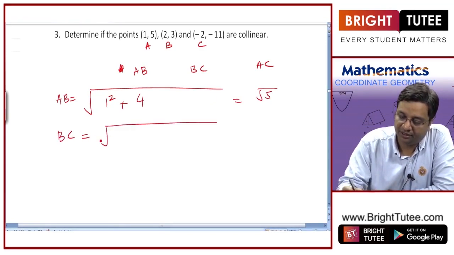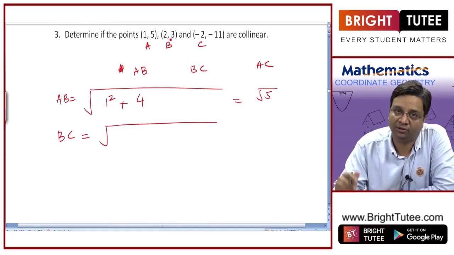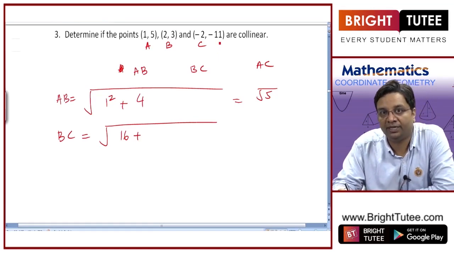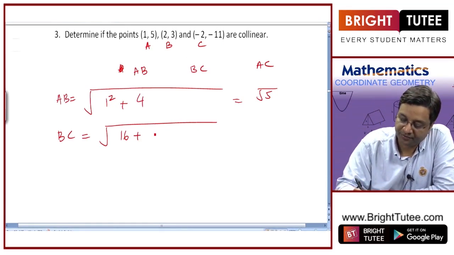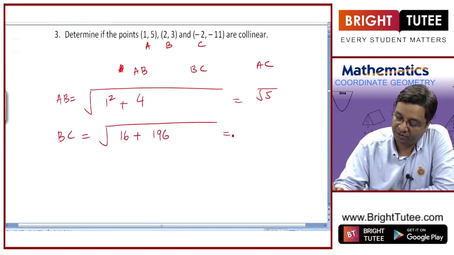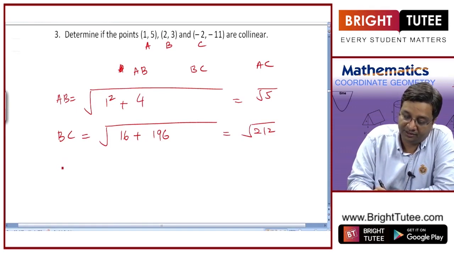What is BC? BC is the difference of abscissa, minus 2 minus 4 squared, 16, plus the difference of ordinates, minus 11 minus 3, minus 14. Minus 14 squared is how much? 196. 14 squared is 196. So it will be equal to 212, square root of 212, right?